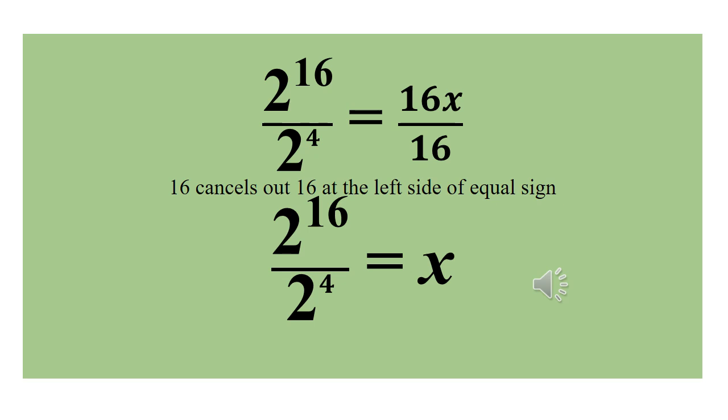Now, the 16 on the right side of the equal sign, the coefficient of x, cancels the 16 in the denominator. So we have x left on the right side, which means our x equals 2 raised to power 16 over 2 raised to power 4.